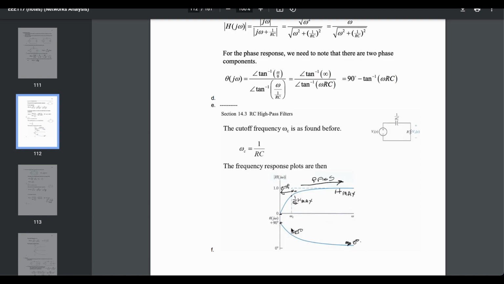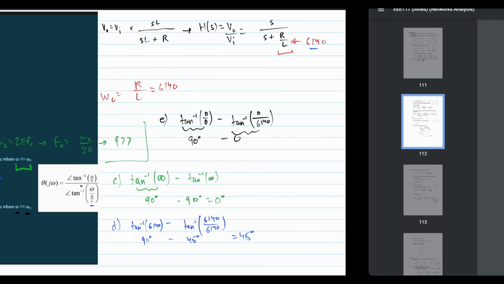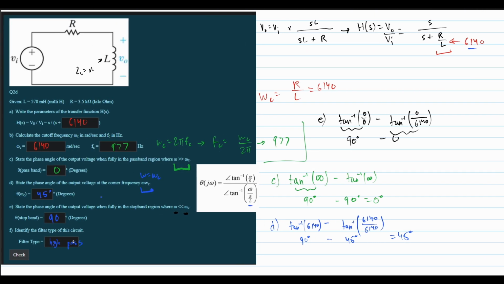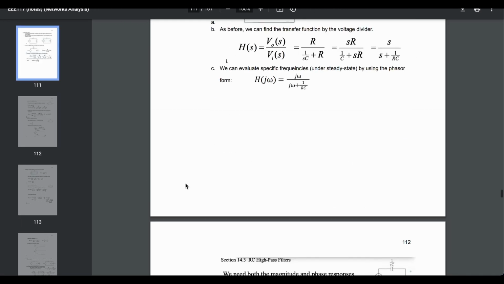At omega c, it's 45 degrees, which is what we have here. And then at some very small value, the smallest value it can be, it's going to be at 90 degrees, stop band. So that's how you'd look at this problem, and that is the theory behind it.